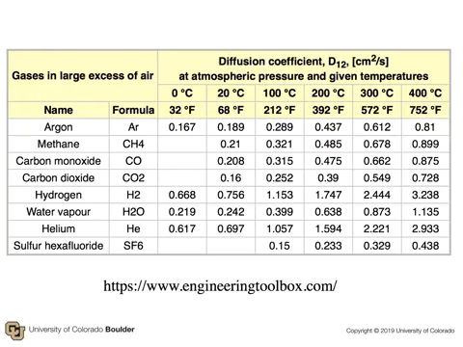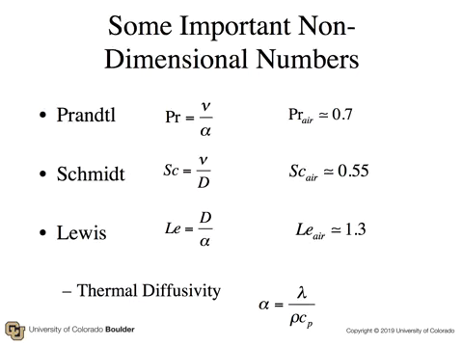So here are just some diffusion coefficient numbers for common gases. And this is an assumption that the gas is in small concentration in air. So it's the diffusion coefficient of these gases in air. And the numbers are given in the table for a range of temperatures. And these are from engineeringtoolbox.com.